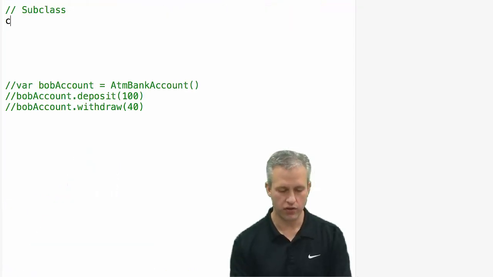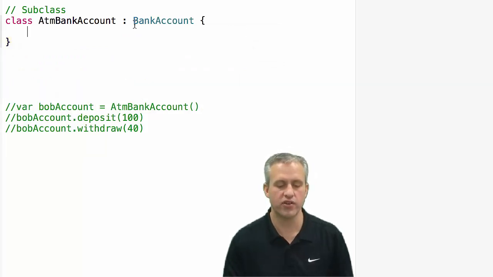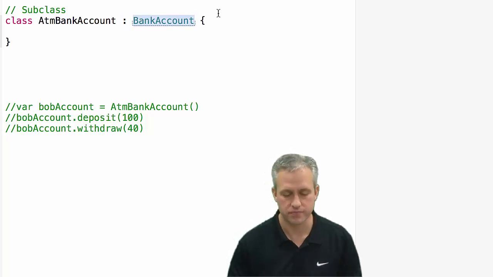And so what we're going to do in our subclass is we're going to make a new class called ATM Bank Account. ATM Bank Account is, of course, going to be a subclass of bank account. The syntax for saying that your subclass is just a colon and then whatever your superclass is.